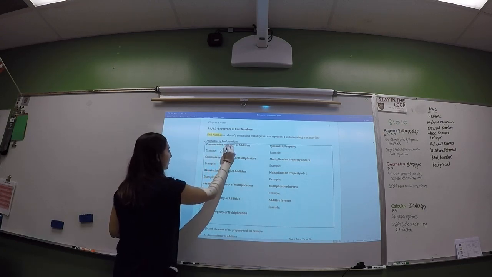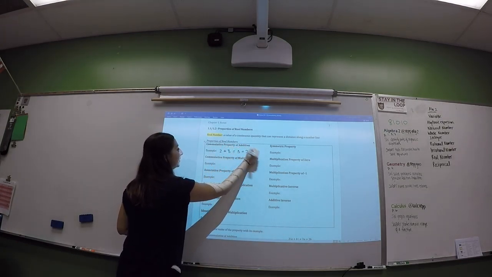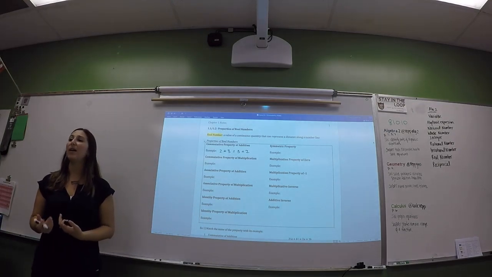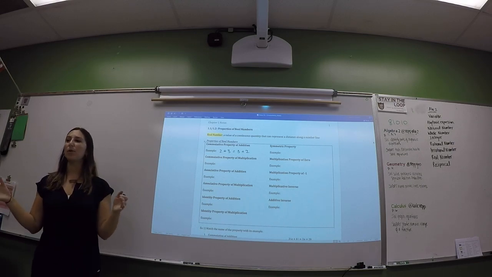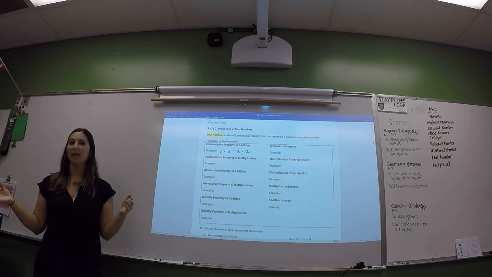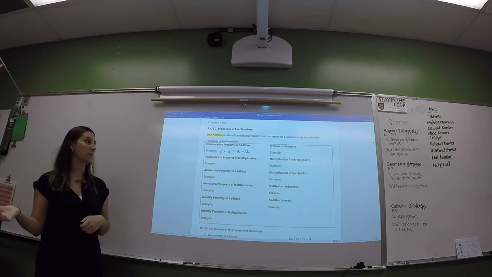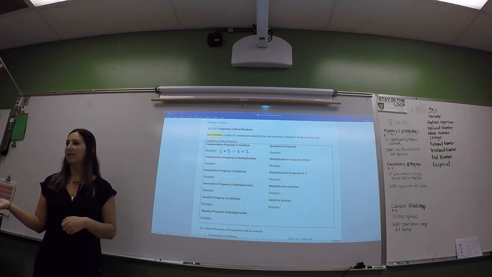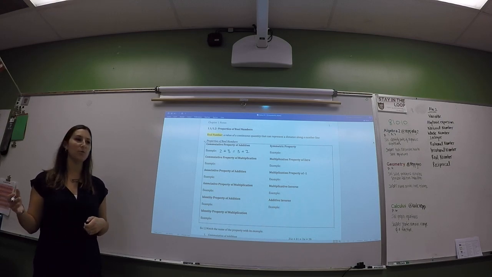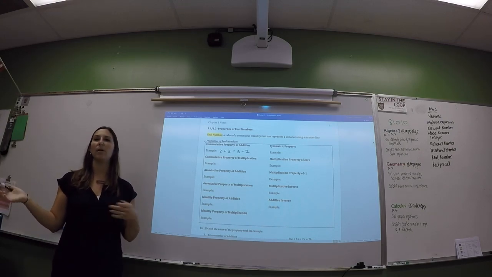Is 2 plus 3 the same as 3 plus 2? Yeah, they're both 5. That's the commutative property of addition. It says it doesn't matter what order we add things in. We add in whatever order, it's fine. Does that work for subtraction? No, it's completely different. 2 minus 3 and 3 minus 2 are different. You get 1 and -1, not the same.